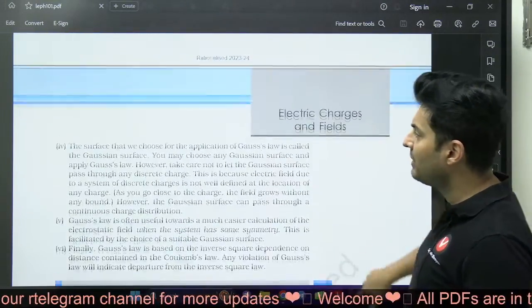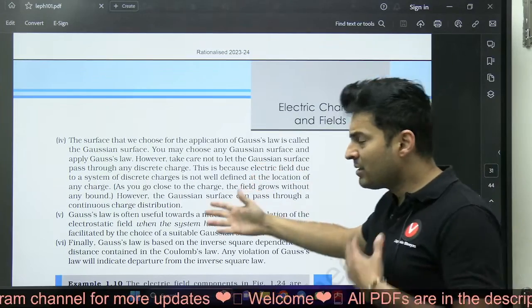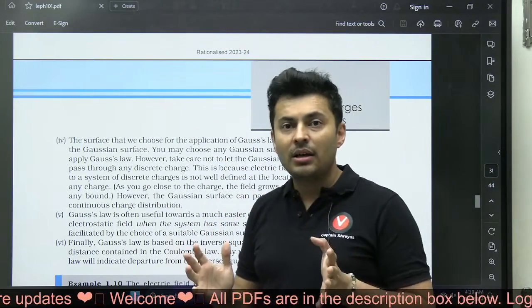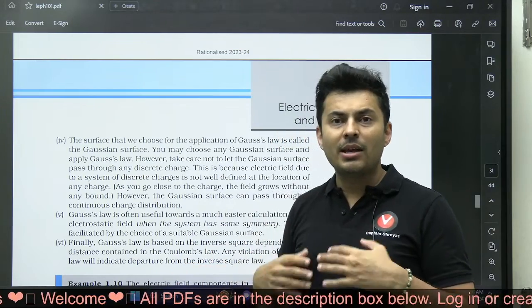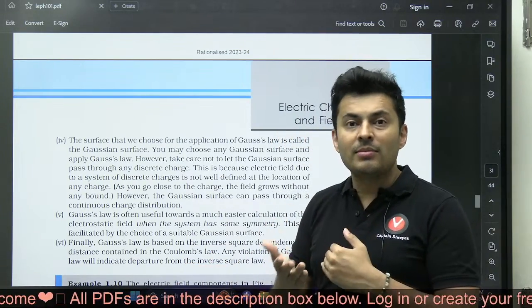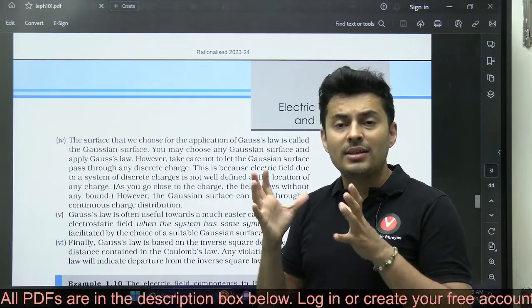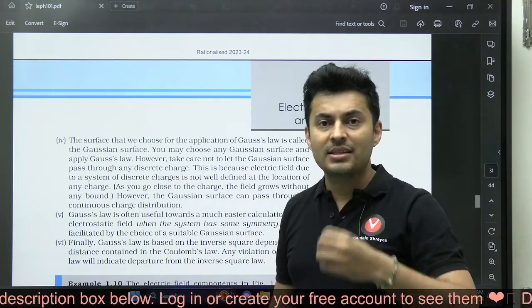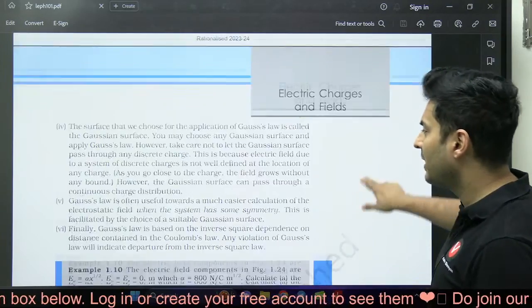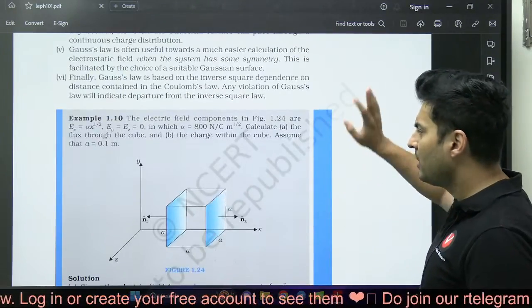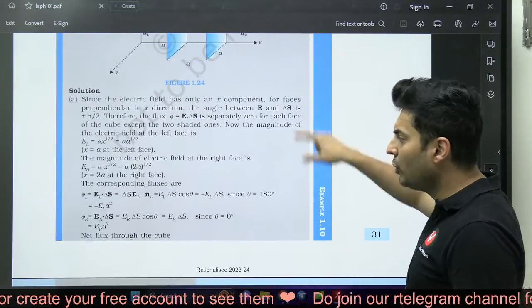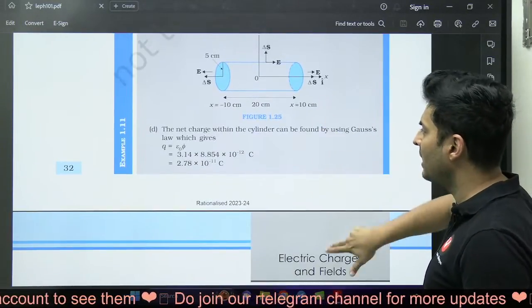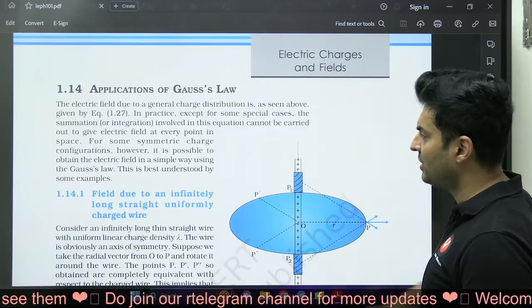All these pointers which are there are very important. Gauss's law, although it is valid for any surface, you choose it in such a way that it becomes easier for symmetrical bodies like lines, surfaces, or spheres. So the calculation becomes easy. That's all. Otherwise, you can use it for anything. These cube problems, spherical problems, cylindrical problems are very, very common. You can see it's always been asked.